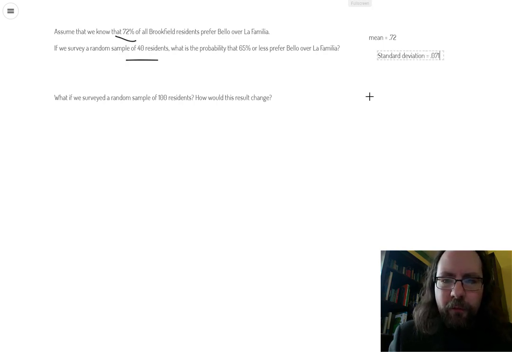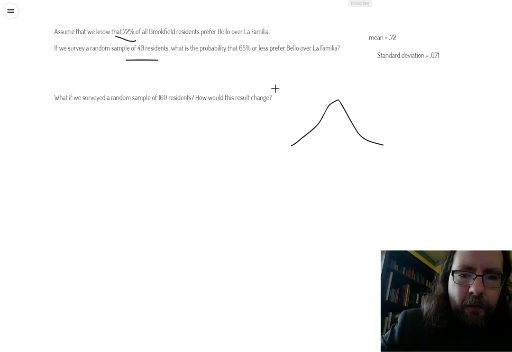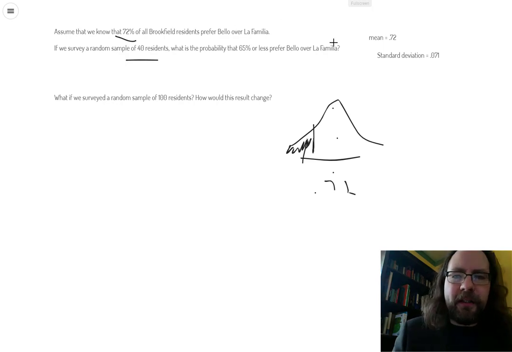0.071. If I were writing on the board, I would actually use the mu and sigma, but my handwriting's pretty bad, so I'm going to leave it at that. So how do I use this information to answer this question? Well, I want 65% or less. So I imagine having my normal curve here. The mean is around 0.72. So 0.65 is over here somewhere, and I want everything up to that point. So I'm going to need to use normal CDF.